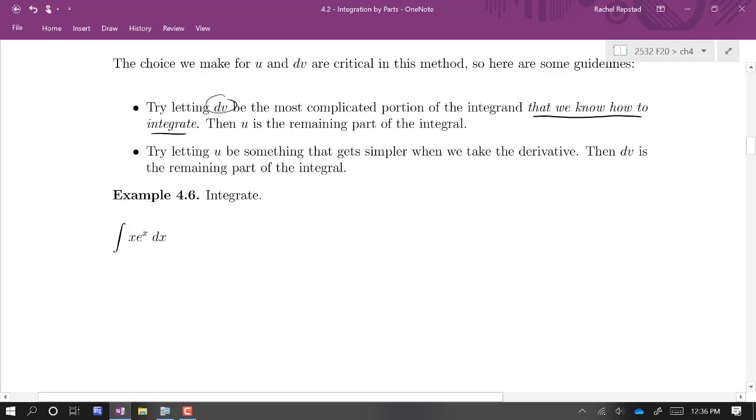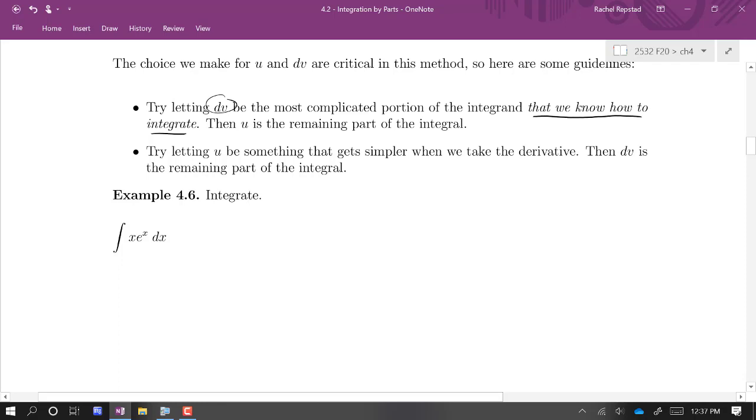And then also another general guideline could be that u is something that gets simpler when we take its derivative. Like if u is a power of x, when you take its derivative, then you get a smaller power of x. So that can be a guideline as well. But dv always has to be something that we can integrate.